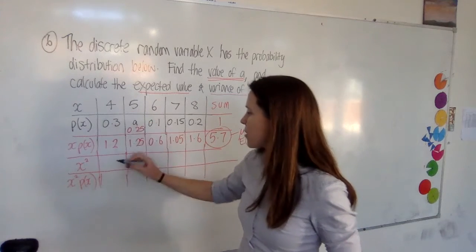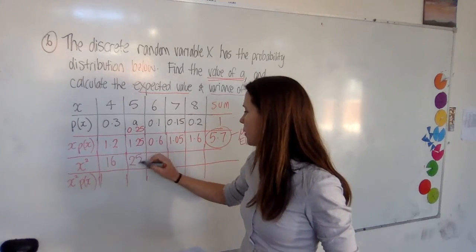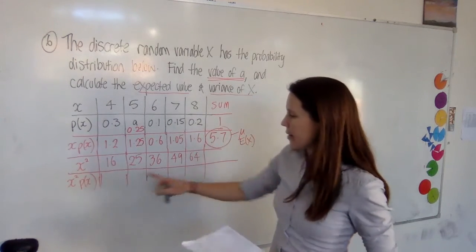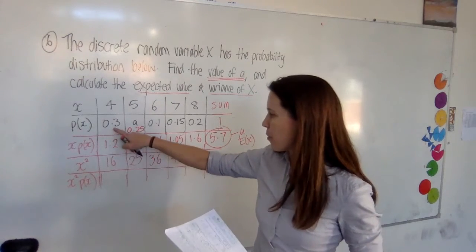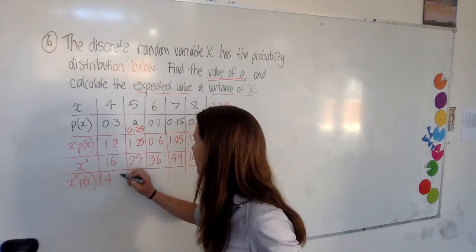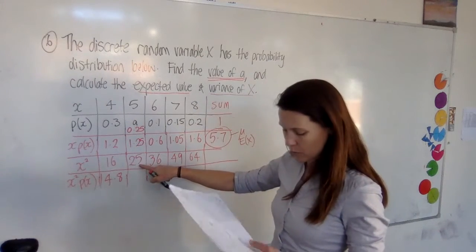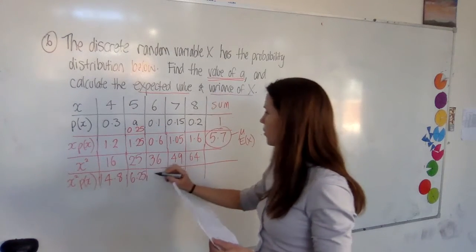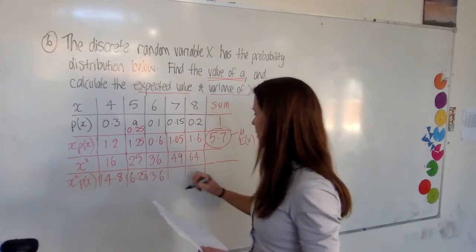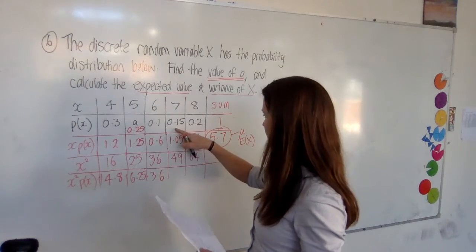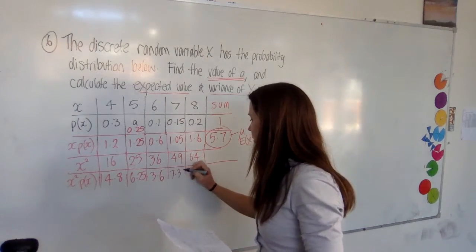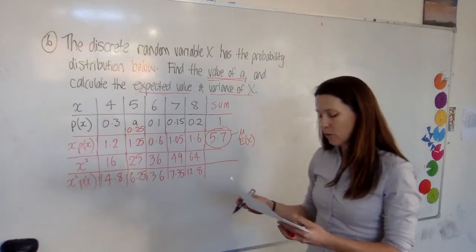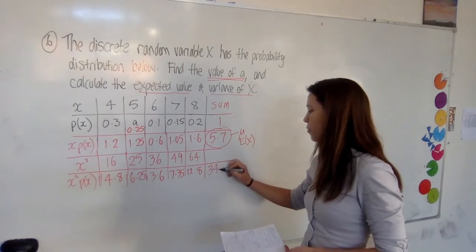Okay, so squaring each of these scores is quite simple. That's just times tables. And multiplying each of those numbers by the probabilities, 16 lots of 0.3, and I've got 25 times 0.25, which gives me 6.25, and I've got 36 times 0.1, that's easy, 49 times 0.15 gives me 7.35, and the last one, 12.8. Now, when I add all of those together, I get 34.8.